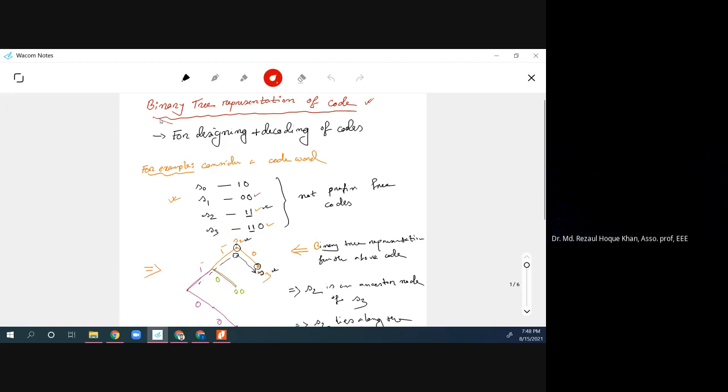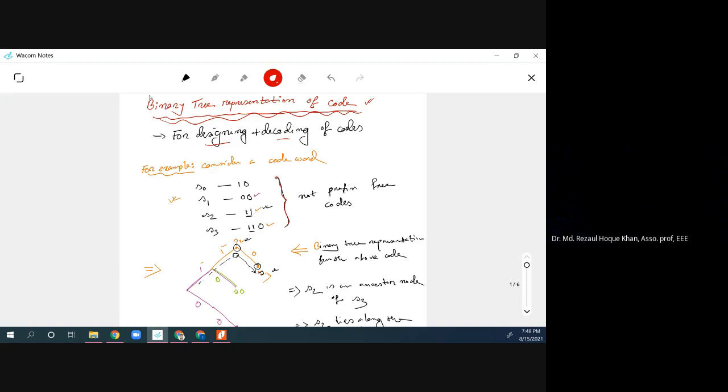Binary tree representation will help us to find or generate prefix-free codes. So why do we need binary tree representation? For designing and decoding of codes. Here there is an example of code words S0, S1, S2 and S3. We can see that these are not a fixed length code. They are variable length code.